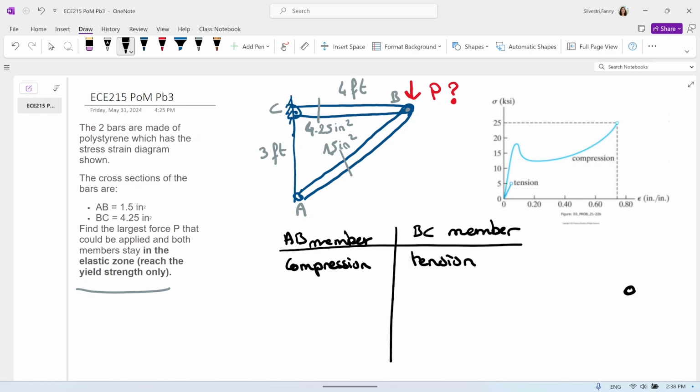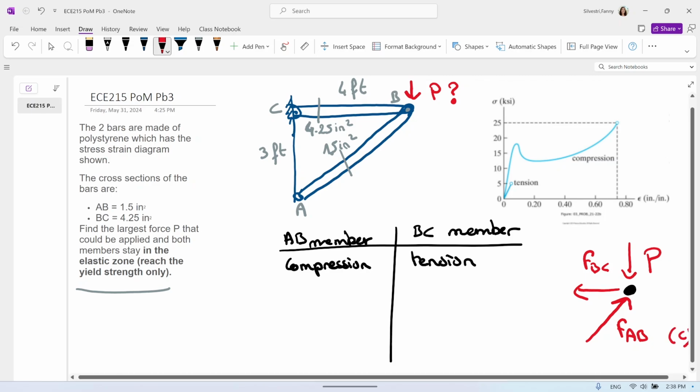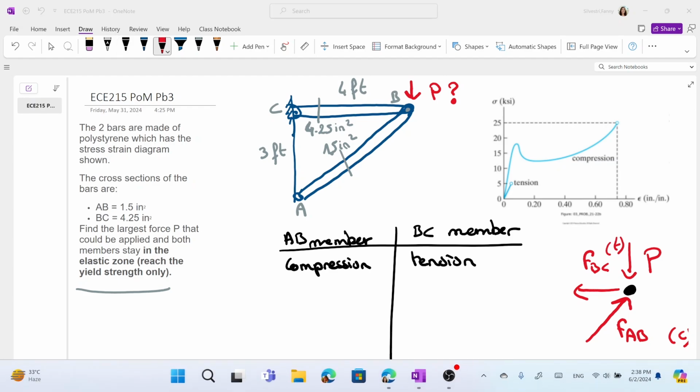If we do the free body diagram at point B, we will have the force P that we don't know. We will have the force AB that will go up and right, because it has to balance the force P, and the force BC will be to the left. Remember that this is the force on the joint. The member AB is pushing on the joint, so the joint is pushing back on AB, so this is compression, and this one will be tension. So this is for the first piece of information.